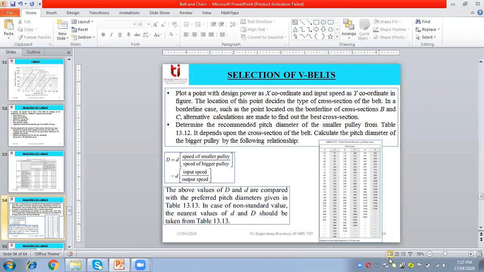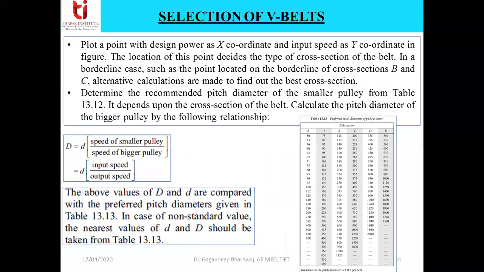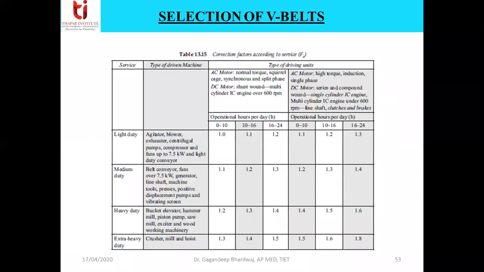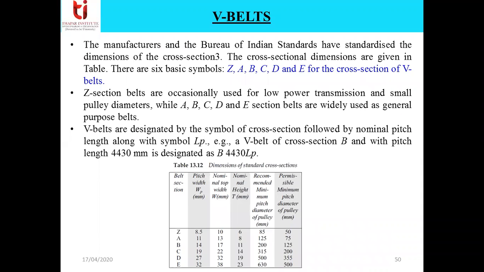So once you have selected the type of the belt, the next step is to calculate the recommended pitch diameter of the smaller pulley from the table. It depends on the cross section of the belt. Suppose we have selected an A-type belt. According to that, this is the recommended minimum pitch diameter. This is 125 if it is A-type; if it is Z-type, the minimum pitch diameter is 85.